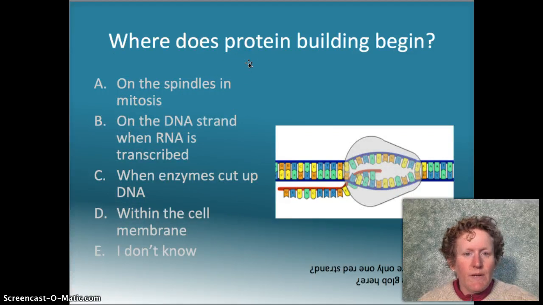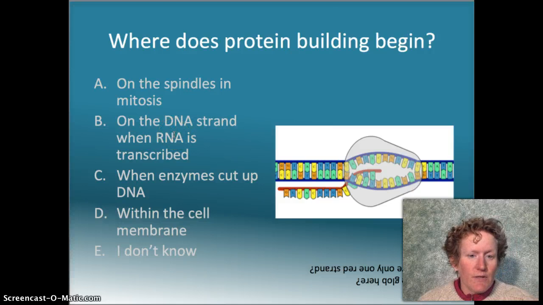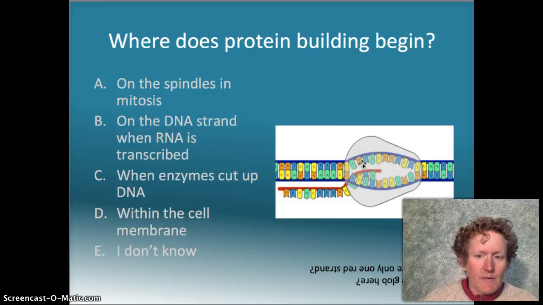Where does protein building begin? That's a very good question. On the spindles in mitosis, on the DNA strand when RNA is transcribed, when enzymes cut up the DNA within the cell membrane, or you don't know? If you said transcription on the DNA strand, when RNA is being produced, that's the very beginning of protein building. There's only one strand in this picture because it's RNA. RNA is single-stranded. And the glob here is an enzyme. It's a polymerase, making RNA polymerase.